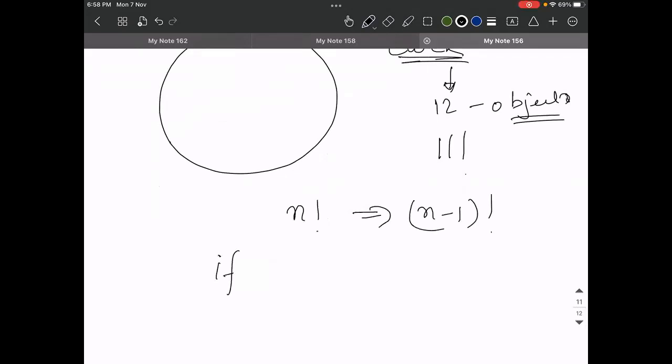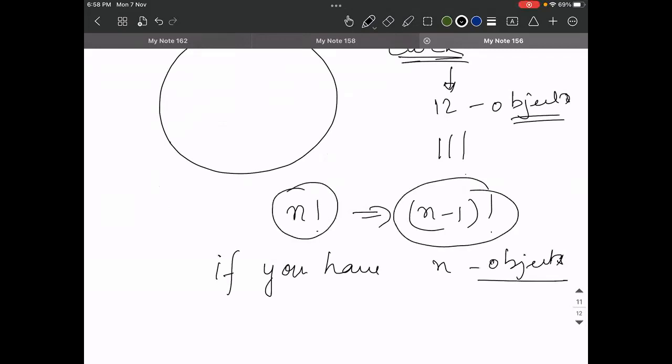If you have n objects, these are the possible arrangements. This is linear permutation. This is your circular permutation. Understood why it is one less always in circular permutation? And it is factorial, not just the number one less. Because all other 11 can be arranged in 11 factorial ways. You have to fix one point because it is coming back to that point.